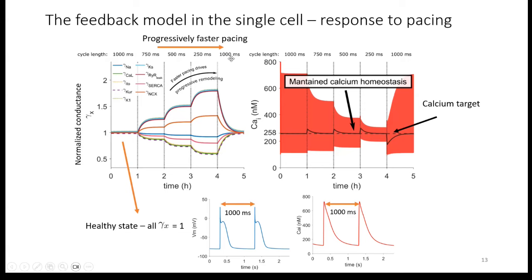So if you go back to 1,000 milliseconds, back to 60 beats per minute, they all go back to their baseline of 1. And this is just the calcium target, that line here, so you can see the average always coming back to it.